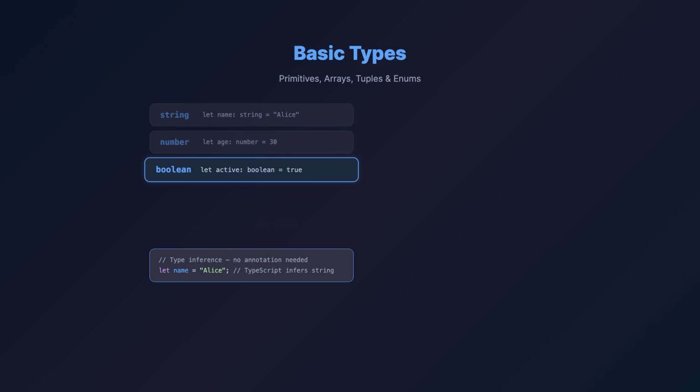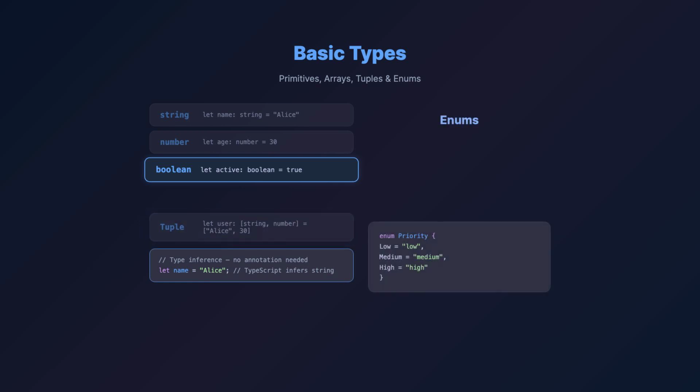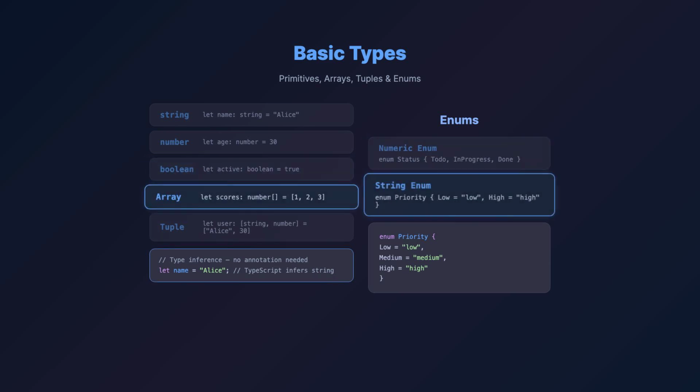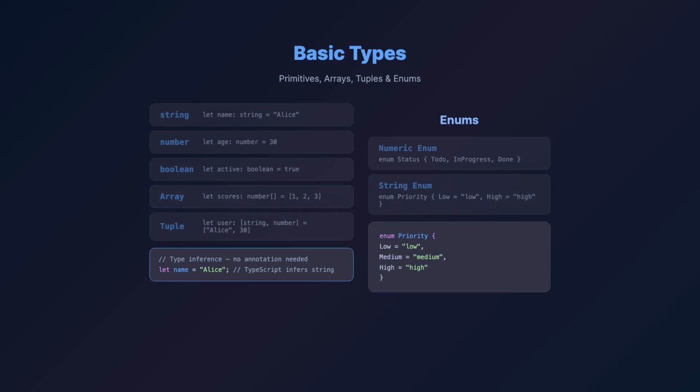But TypeScript is smart. It can infer types too. let name = "Alice". TypeScript knows it's a string. No annotation needed. Use annotations when the type isn't obvious. Let inference do the rest. Arrays use bracket syntax. let scores: number[] = [1, 2, 3], or the generic form Array<number>. Both mean the same thing.